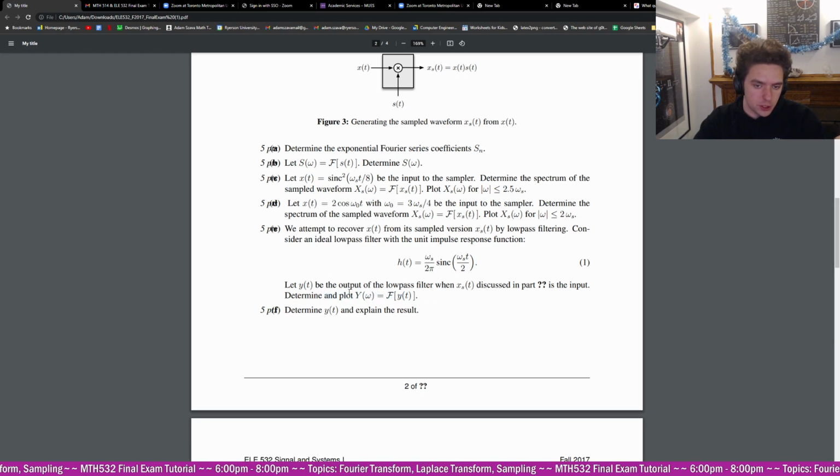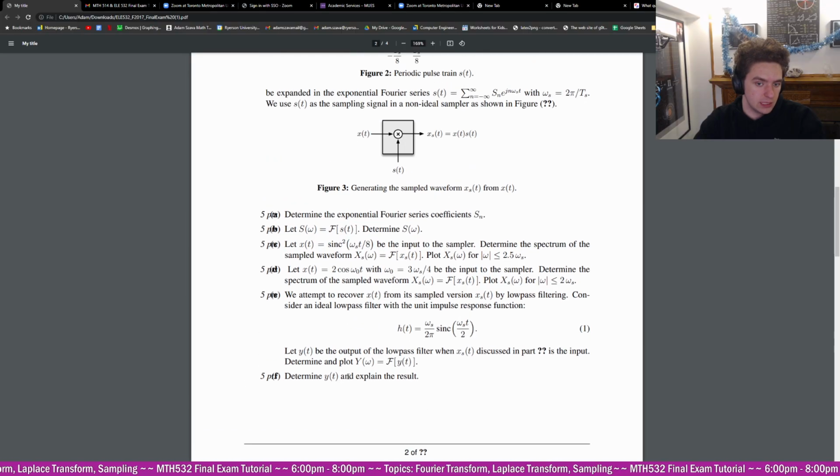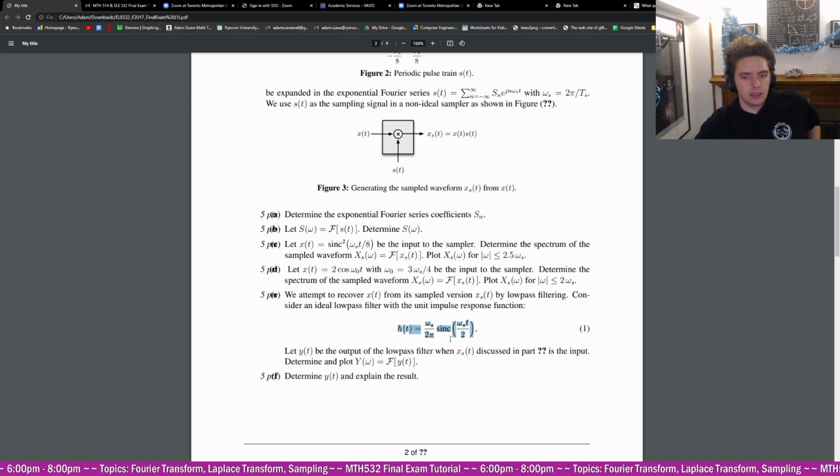So that's it. And to plot it, you just plot the middle, right? Maybe adjust the amplitude with this, but that's it. And then determine y of t and explain the result. You could do the inverse Fourier transform of this if you really wanted to, but what's it going to be? It's just going to be x of t, right? You got to transform h of t, you got to do the Fourier transform. That's right.